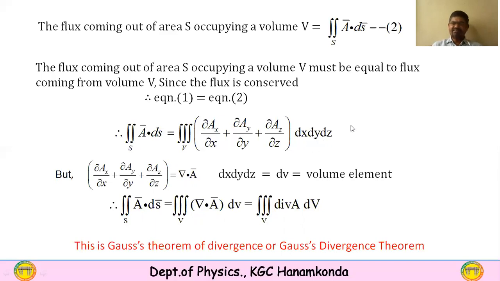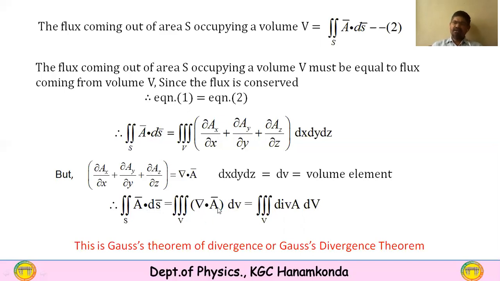This dx dy dz is the volume element, the volume of the small cubical element. And you know well, ∂Ax/∂x plus ∂Ay/∂y plus ∂Az/∂z is nothing but the divergence of that vector field, written mathematically as del bar dot A bar. Therefore, this equation becomes the surface integral of A bar dot dS bar over surface S equals the volume integral over volume V of del bar dot A bar dV.